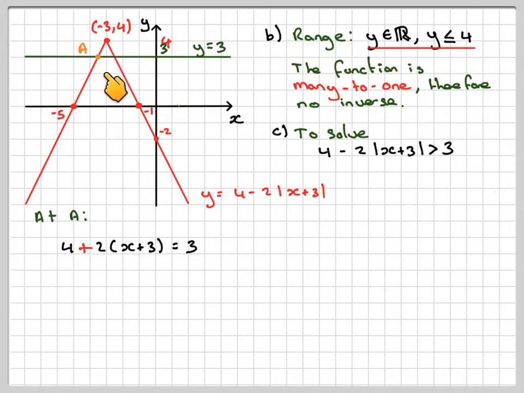It's positive. So if we carry on solving this, we get 4, take the 2 in the brackets, 2x plus 6. So there you can see 2x plus 10. This bit only is the graph of y is equal to 2x plus 10. And then 3 take away 10 will give me that 2x is minus 7. Therefore, x is equal to minus 7 over 2.